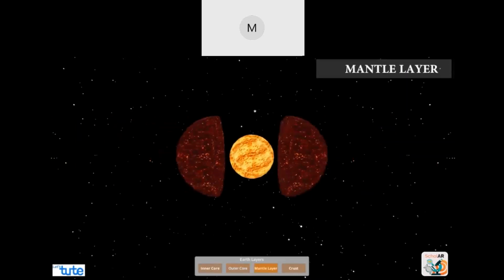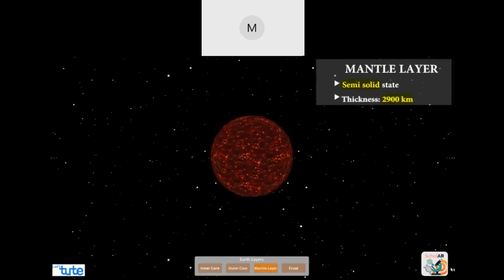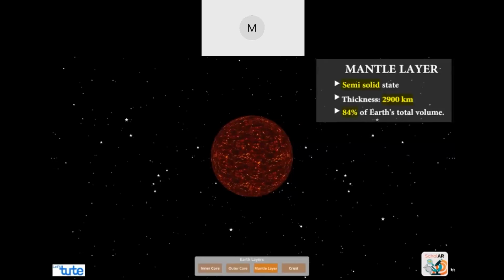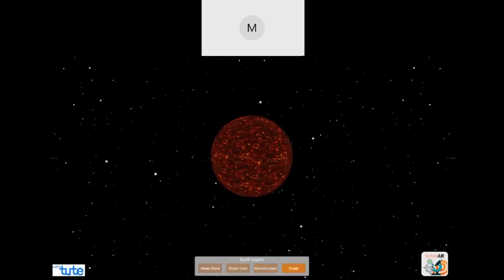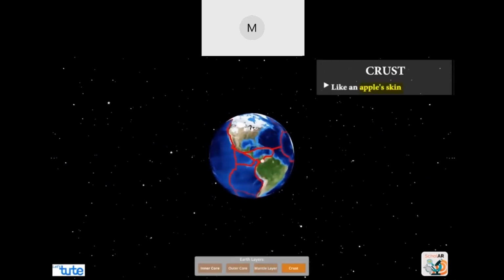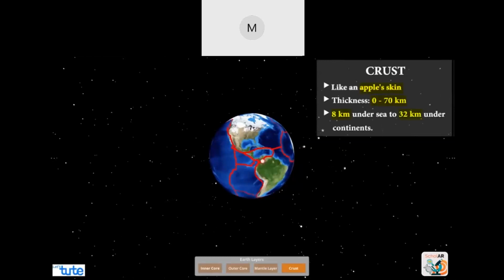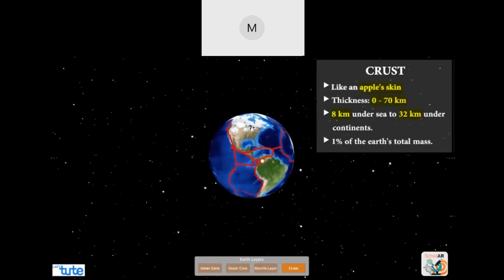Then we have the mantle layer, which is in a semi-solid state, of about 2900 kilometer thickness. This layer makes around 84% of Earth's total volume. And the last layer is the crust, which is like an apple skin when compared to other layers. It runs from 0 to 70 kilometers in thickness, which is specifically 8 kilometers under sea to 32 kilometers under continents, and this is only 1% of the Earth's total mass.